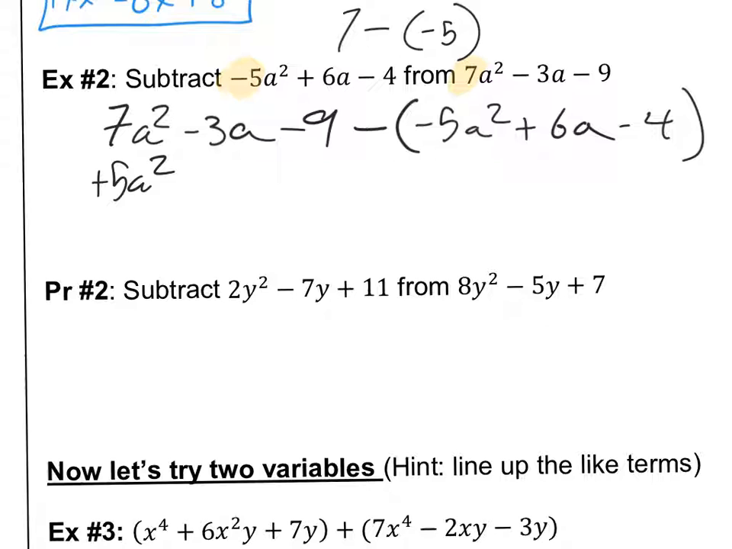Negative times positive makes negative. So that's a negative 6a. And then negative times negative again makes positive 4. What you can see here, if you did this right, is that all the signs should be different, right? Because this is negative, positive, negative, and this is positive, negative, positive. All the signs should be the opposite. All right, I'm ready to just add.